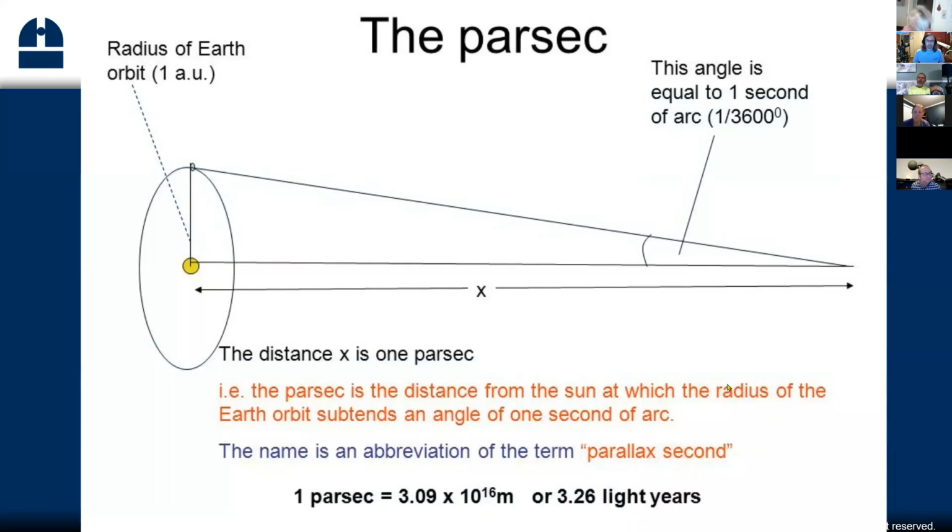And here's what a parsec is. So how did they come up with the parsec? It's the distance from the sun at which the radius of Earth's orbit subtends an angle of 1 second of arc. So a star put way out here has to be far enough away that this angle is 1/3600th of a degree. And it comes out to, like I said, about 3¼ light years.